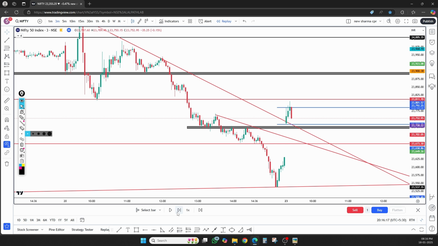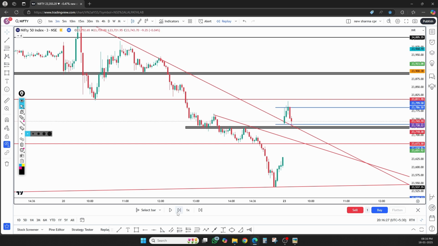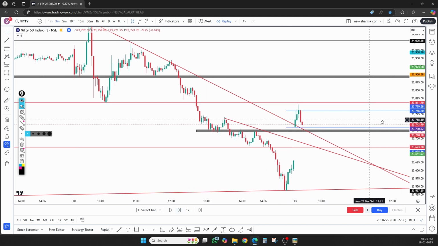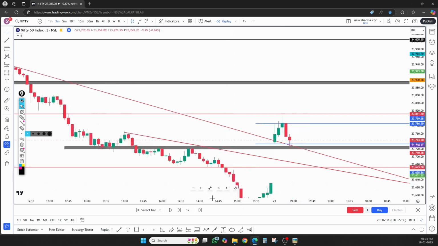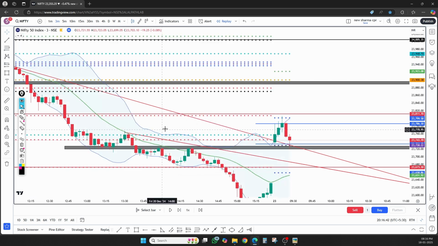See, now here we have a pullback. If this takes support and holds, then we can go long with a small stop loss. It almost tasted our support trend line with a long leg doji type candle. Let's see, just 1 minute. We open the Bollinger Band. Okay, wait.